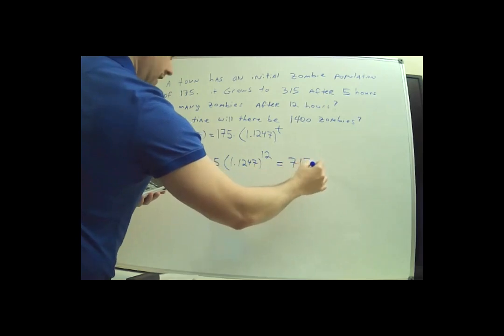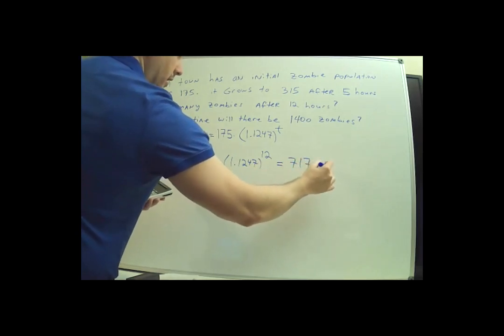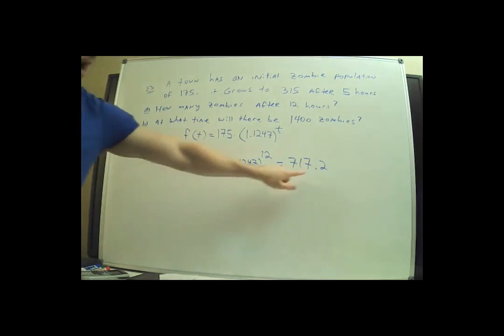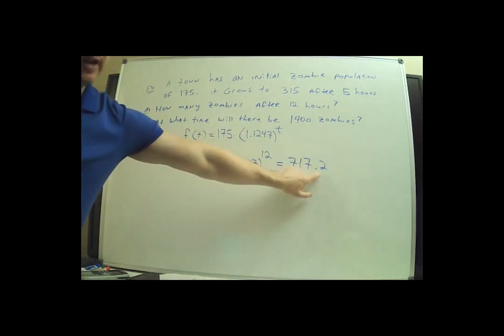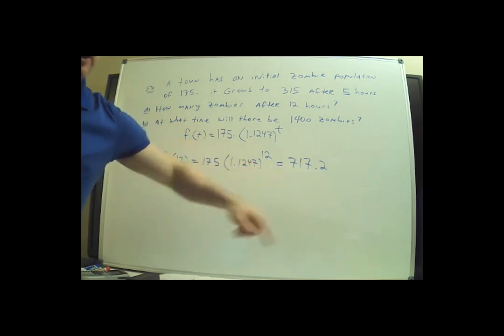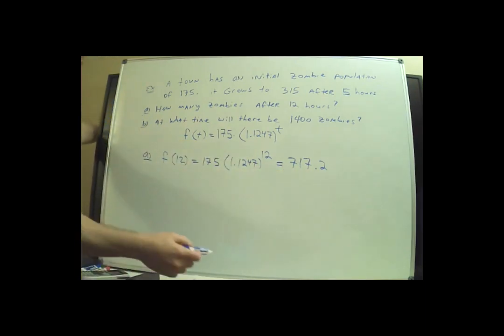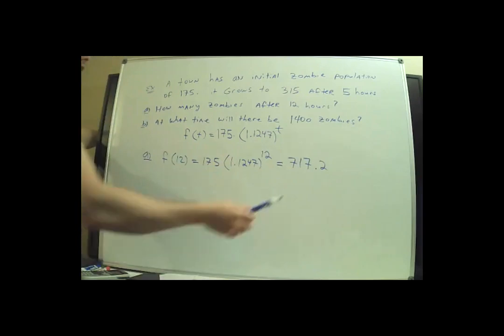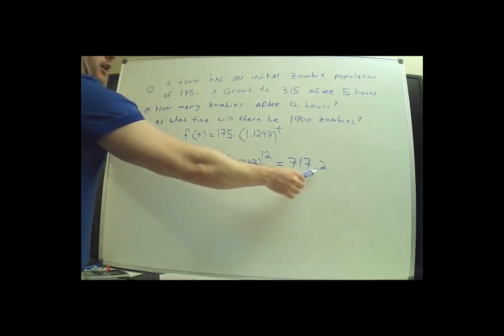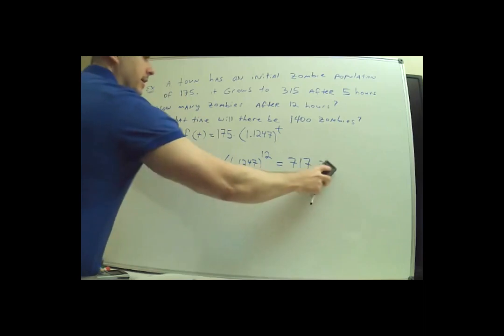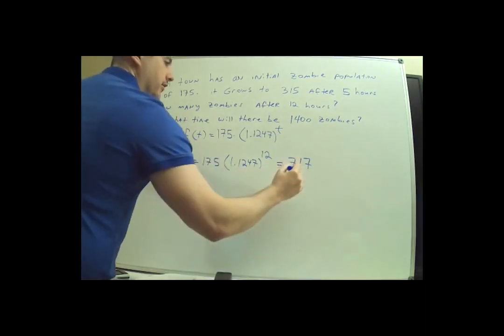Now, I get 717.2. Now, you can make the argument that you can have 0.2 of a zombie, right? I mean, you can have a zombie with like 2 arms and nothing below his chest. Actually, that wouldn't be 0.2. Maybe you have like a couple of zombie legs walking around with no body, whatever. But this is what I get.